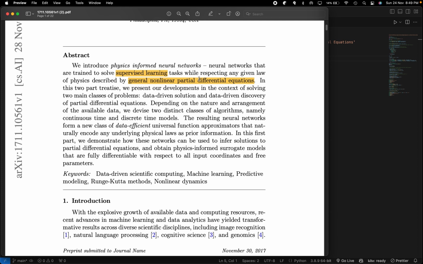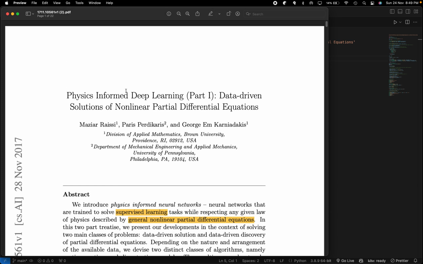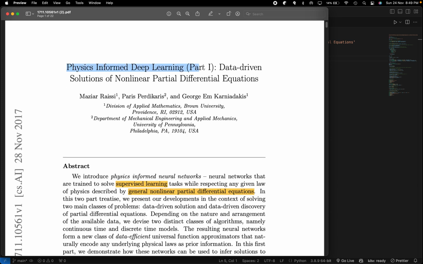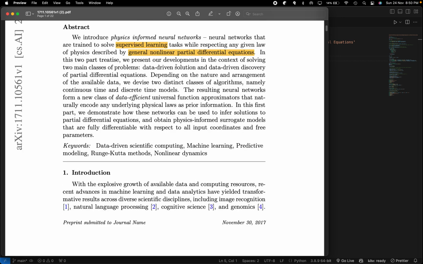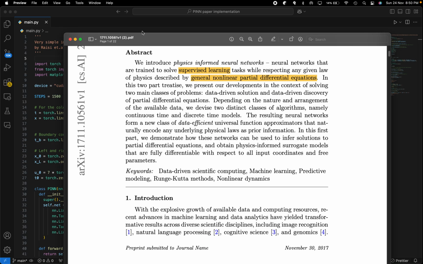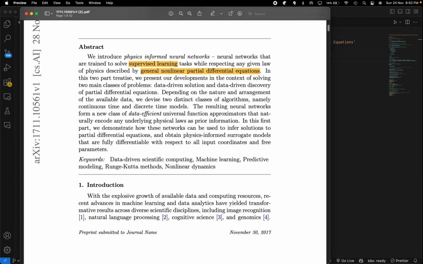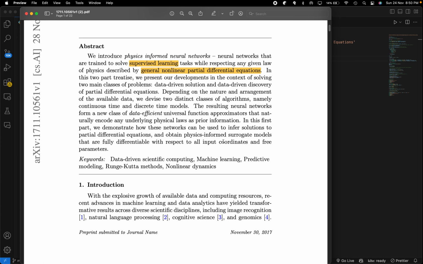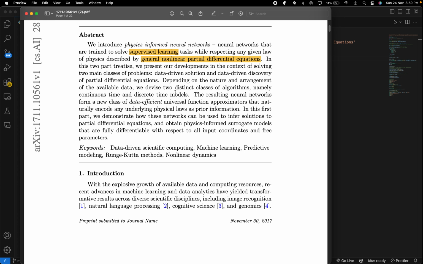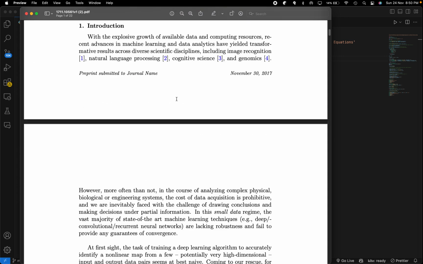The particular paper that I've implemented is Physics Informed Deep Learning part 1. I haven't actually implemented part 2 yet. I don't know if I am going to do that, but part 1 is all about solving differential equations, and part 2 is about discovering differential equations. I'm not doing that, I'm just doing the data-driven solution. Depending on the nature and arrangement of available data, we have two distinct classes of algorithms, namely continuous time models and discrete time models. I am solving the continuous time version.